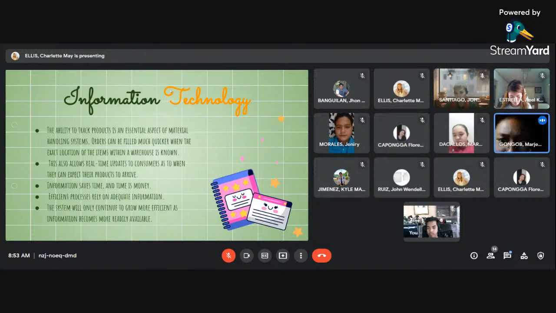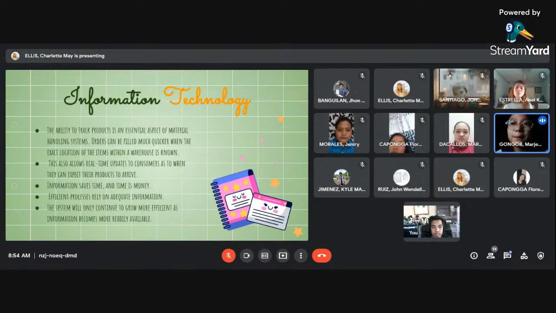Next, it is the information that helps us to easily determine na time is money kasi. So, it helps us to shorten the period of processing. It helps us to immediately process a certain product, especially for the consumers.